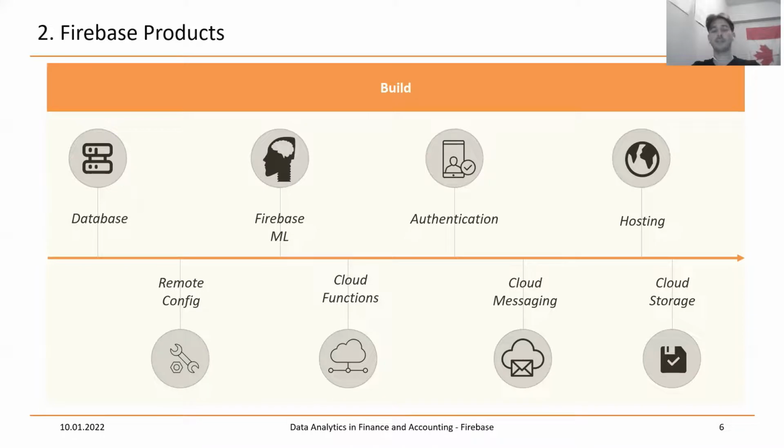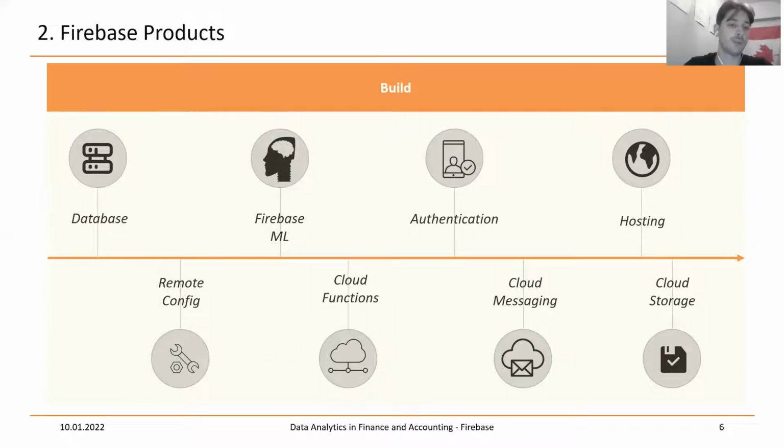So the build category is based on these 8 products. They have 2 different databases actually. One is based on a JSON tree, and the other one is based on documents which have a key and value pair. And they are both NoSQL databases. And what's pretty cool, you have the ability to have a real-time database there.